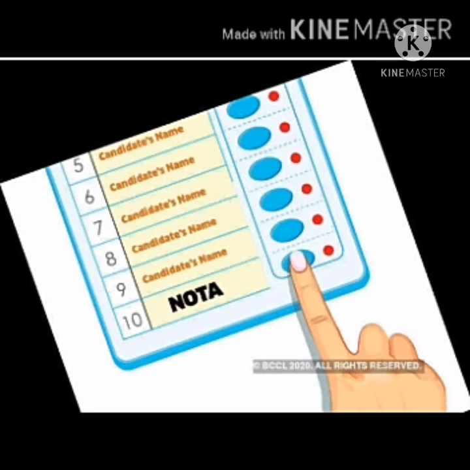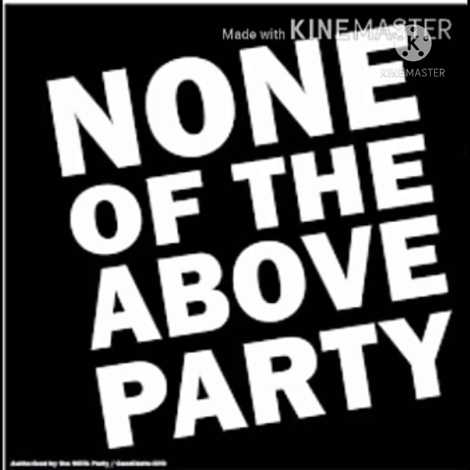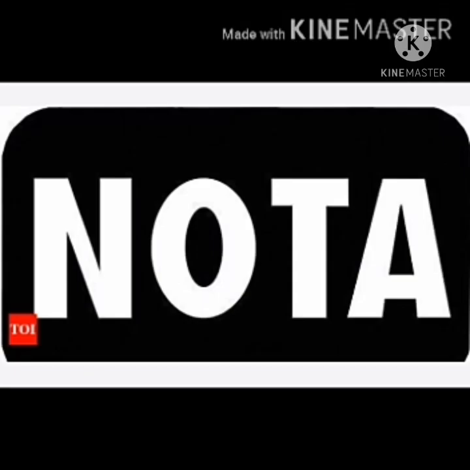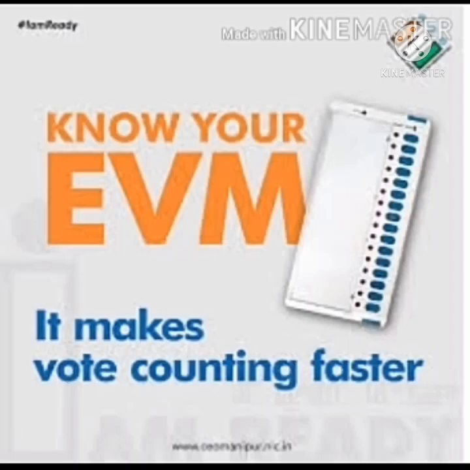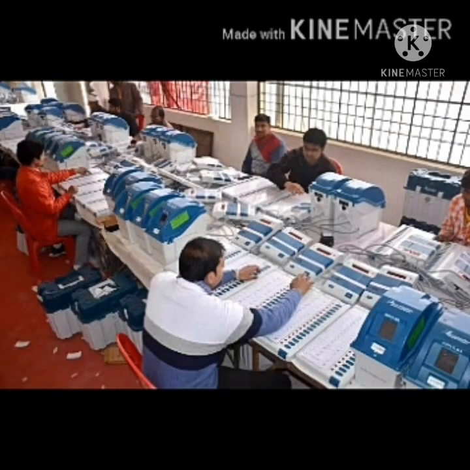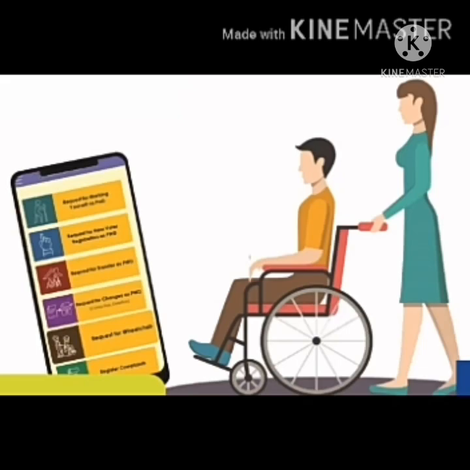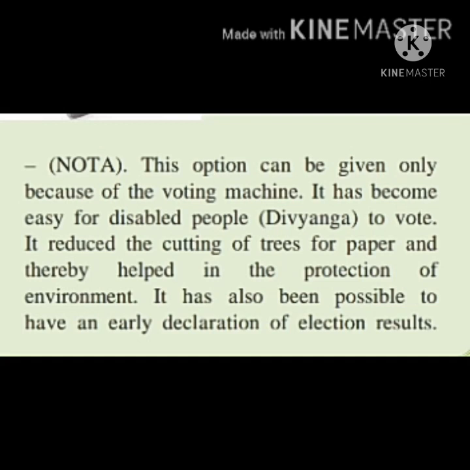There is one option given on EVM, that is NOTA, none of the above. This option can be used by a voter if he or she does not want to vote for any candidate. Next, it makes counting faster, which enables the election officer to declare the result in a short time. And it is also helpful for disabled people, that is Divyang people, to cast their vote.